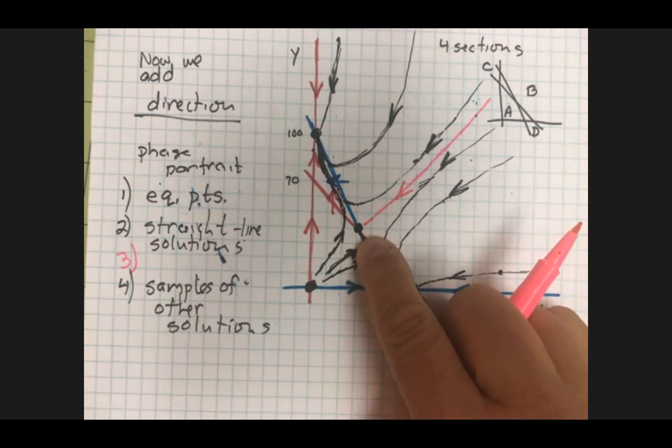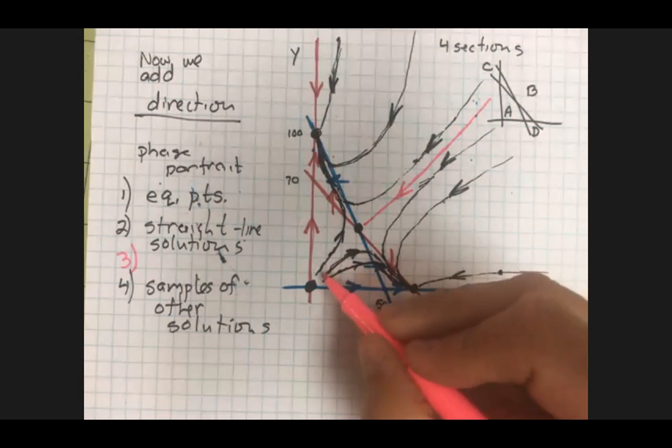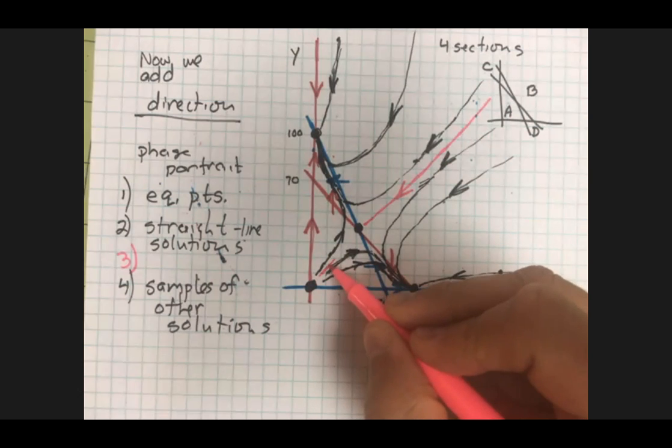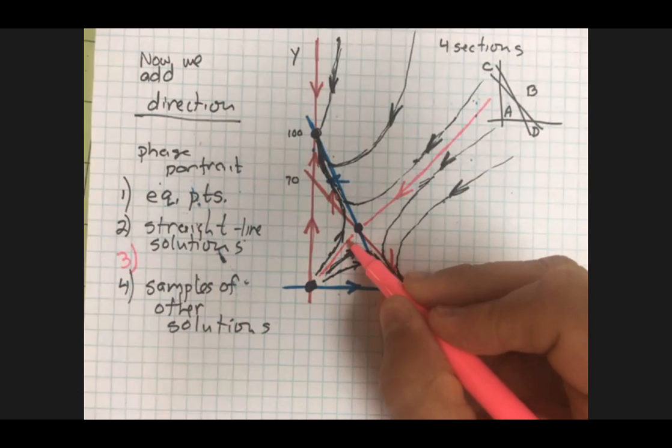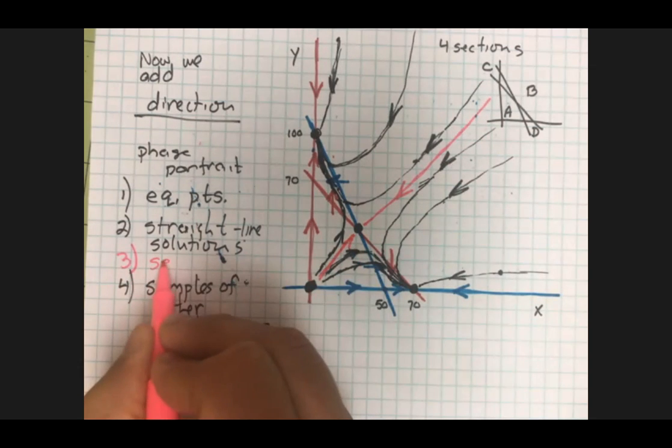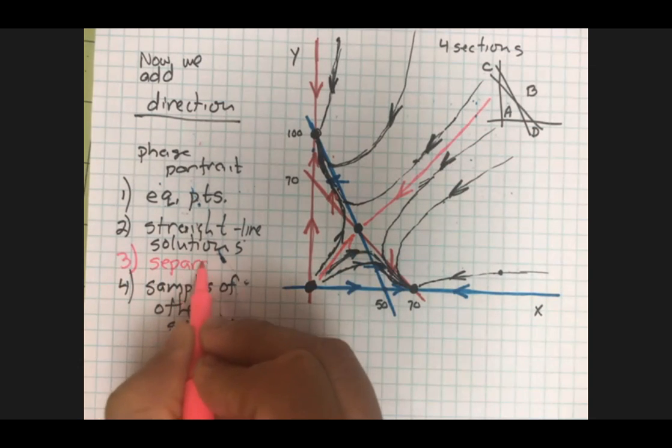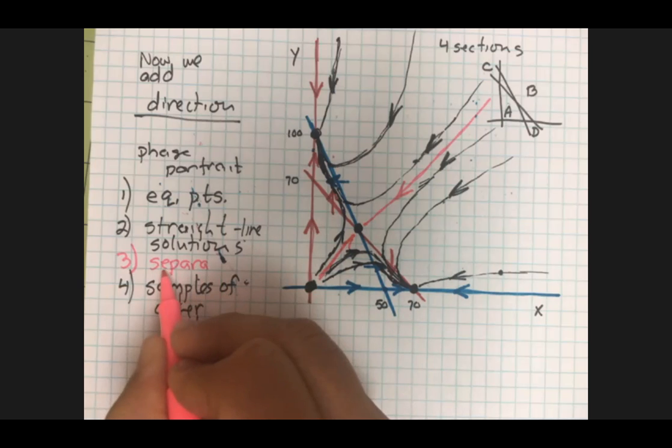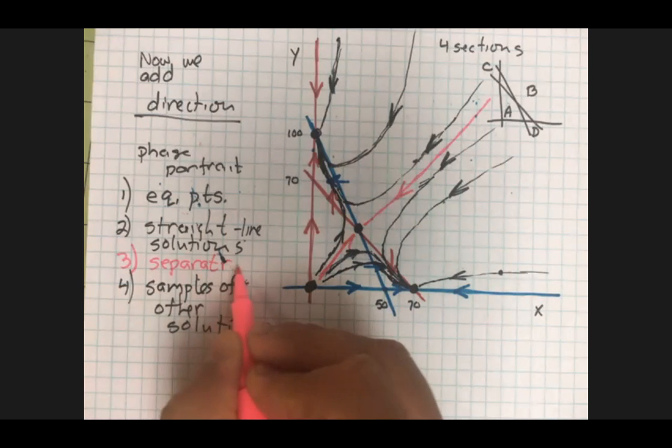It's possible, but it'd be very hard because at that point, any change would drive them left, right, up, down. This curve that just drives into that saddle point is called a separatrix. Separatrix, plural, separatrices.